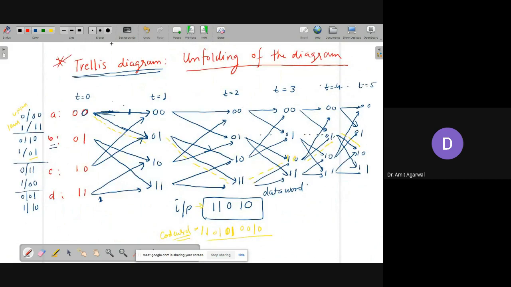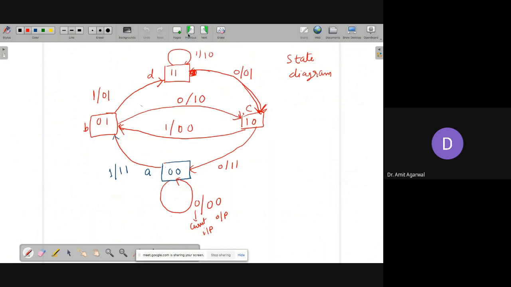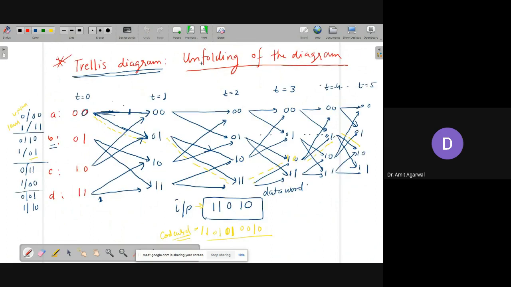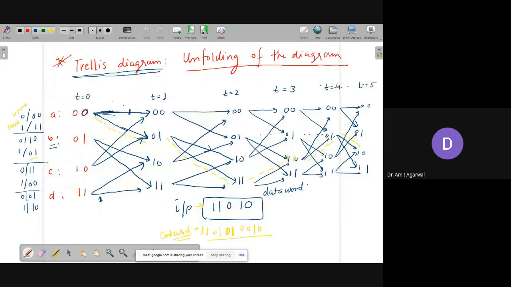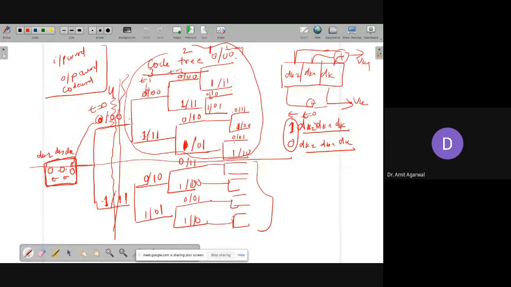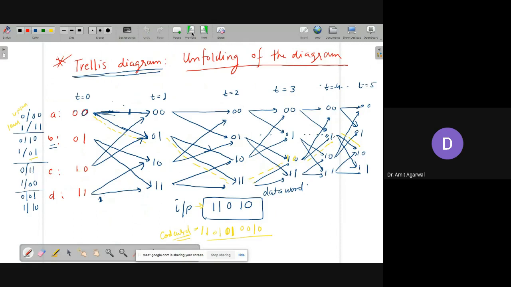This is very important because the trellis diagram is connected to the state diagram, since the trellis diagram is nothing but an unfolded version of a state diagram. And the trellis diagram is also the same if you connect the similar nodes from the code tree. I am just giving you a hint. This is not in the syllabus, but the trellis diagram is also connected with the code tree.